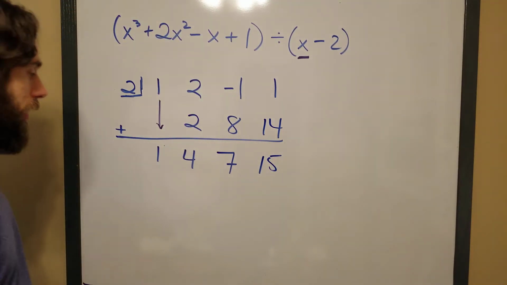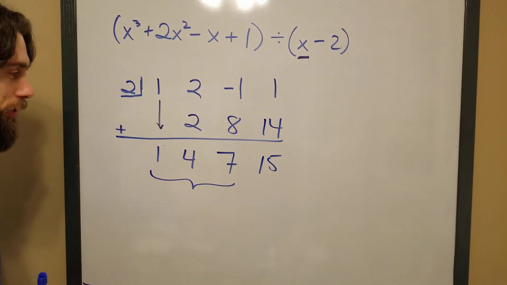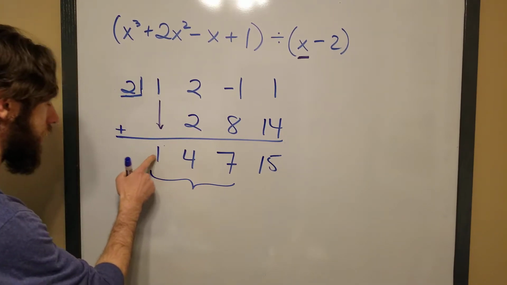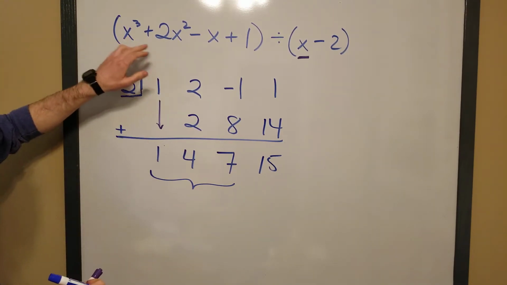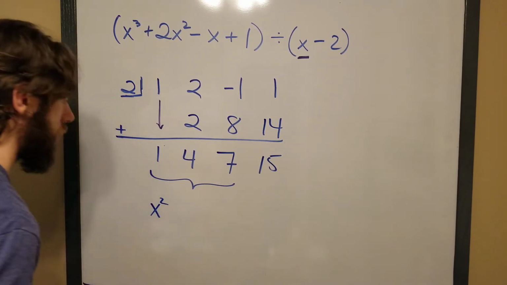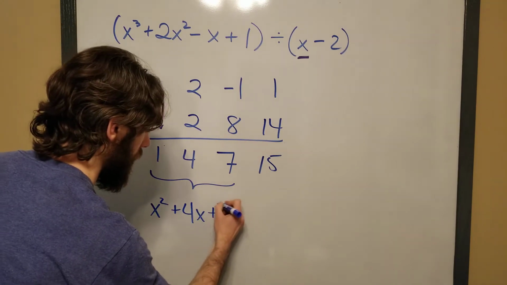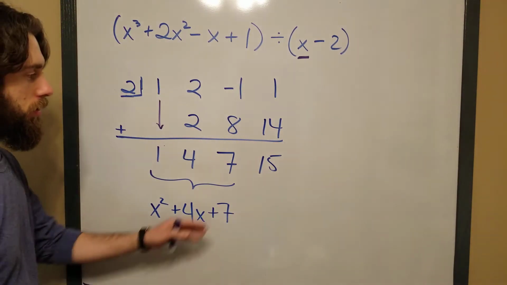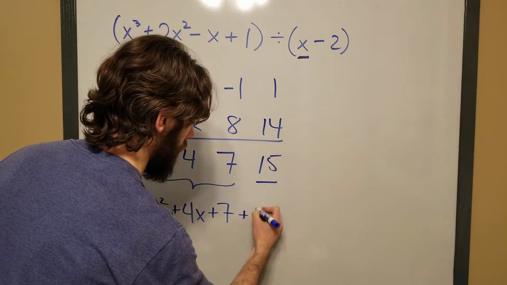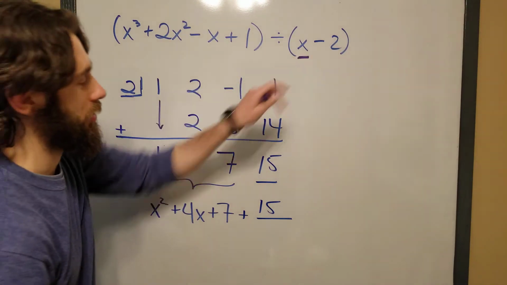Okay, so these three numbers, those are the coefficients of our quotient. So we would get, it's always going to be 1 less, so we'd get 1x squared plus 4x plus 7. And then this one is our remainder. And then we can write that over x minus 2.